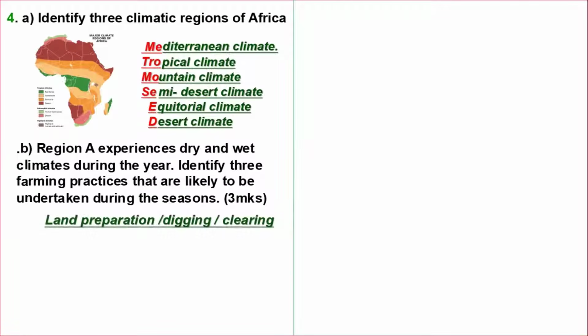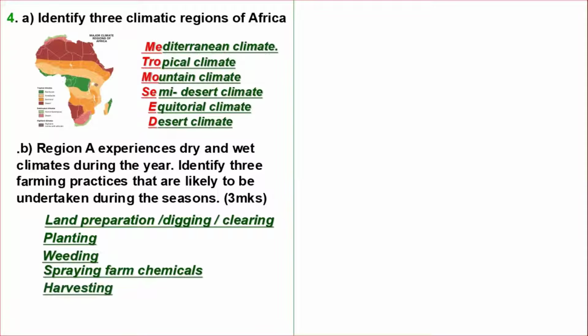Number 1, they can do what we call land preparation, digging, clearing, making the lands ready for planting. If it is wet season, again, they can do planting because we have been told it experiences dry and wet. So we have land preparation, we have planting, we have weeding, we also have activity like spraying farm chemicals, remember, and harvesting. Remember, harvesting is done during dry season.